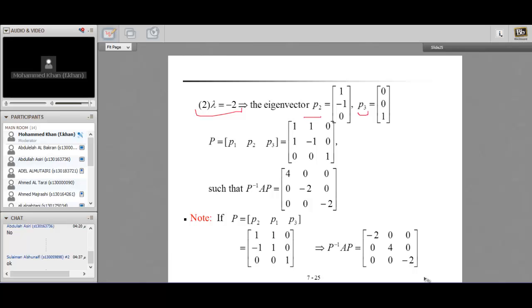So combine all P1, P2, P3. Combine all of them, and we call the result P. Combining all these, we will say that this is P.